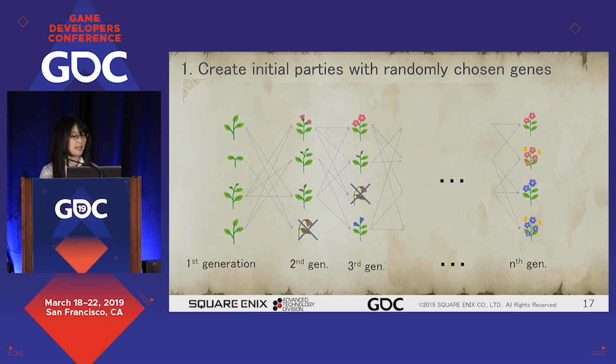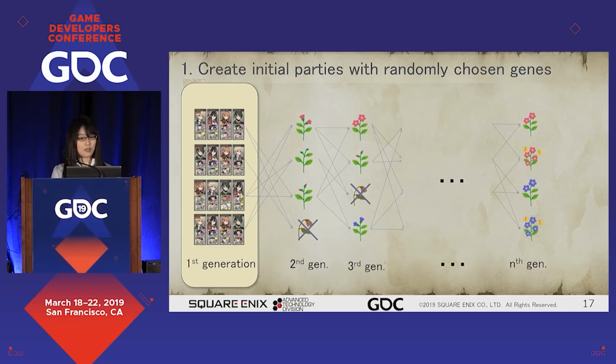Step 1, initialization. The initialization is a simple part. GA chooses characters and equipment randomly and creates parties using them. These randomly created individuals will be the individuals of our first generation.